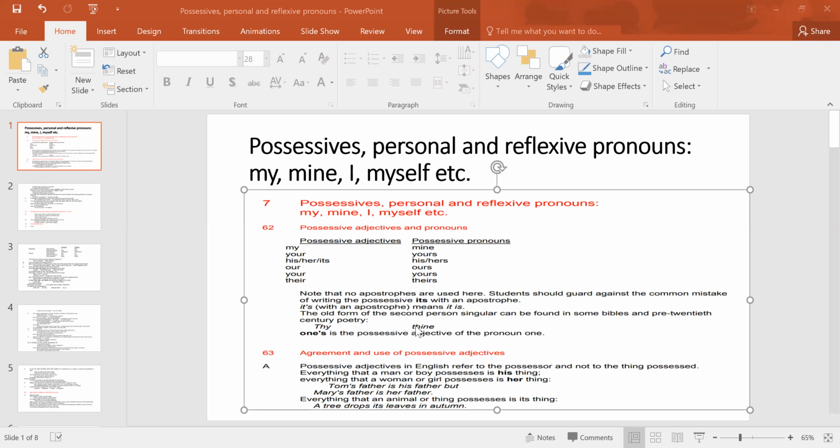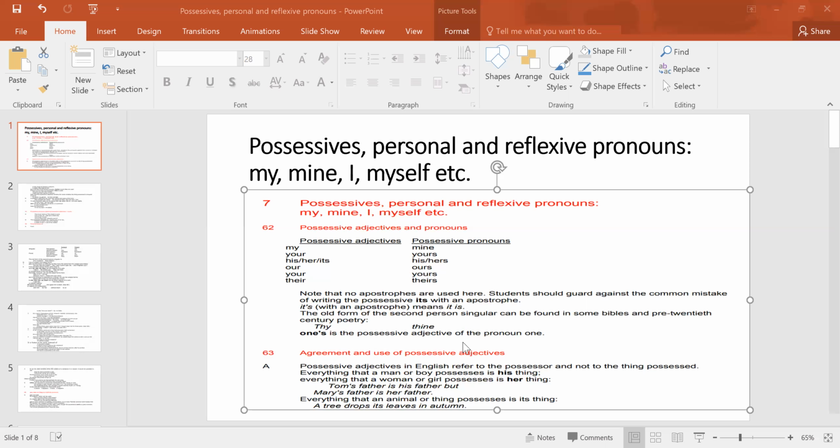Then we have thy and thine. In old English we used to write thy and thine for the second person singular. You can still find these sorts of words, thy and thine, in bibles, in the texts which were produced before the 20th century. And thy and thine does mean your, yours, etc.